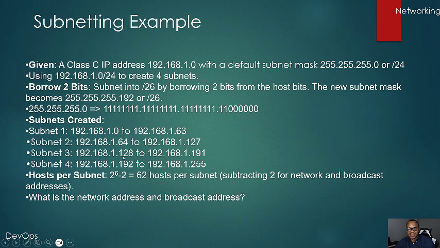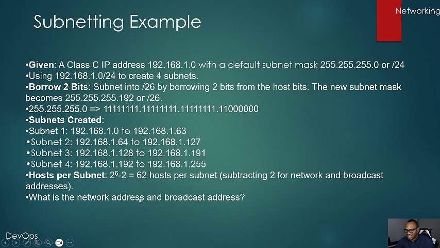Don't forget, in each of the subnets, you have to remove the first IP address for your network address, and you have to remove the last IP address for your broadcast address, and the usable IP addresses will be the remaining ones. For this first subnet, it will be 192.168.1.1 to 192.168.1.62. All right, do the same for the rest and you'll be fine.